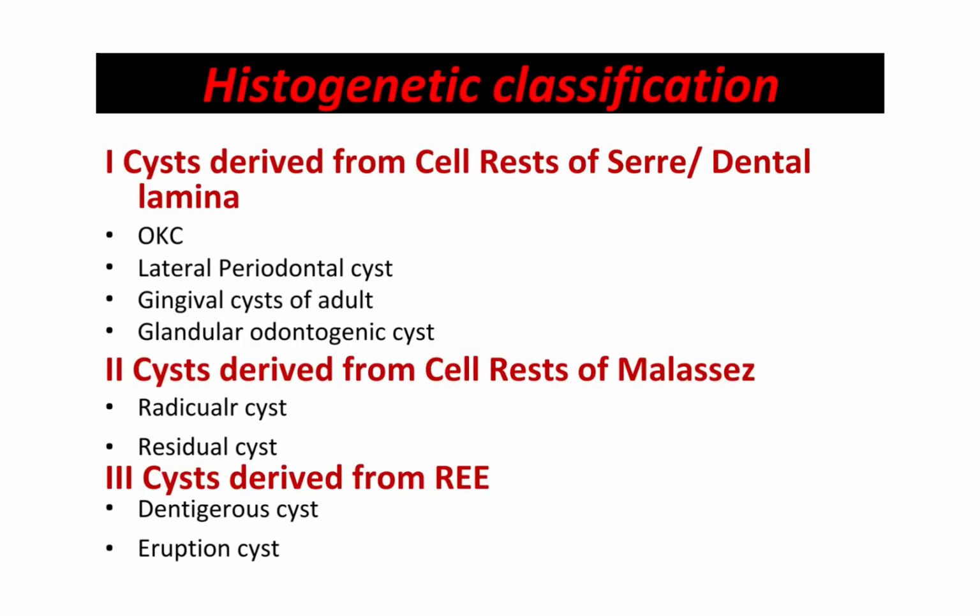Histogenetic classification of cyst is based on the cell derivative of the cyst. These are classified into cysts derived from cell rests of Serres or dental lamina, which include OKC, lateral periodontal cyst, gingival cysts of adults, and glandular odontogenic cyst. Second, cysts derived from cell rests of Malassez, which includes radicular cyst and residual cyst. Third, cysts derived from reduced enamel epithelium, which includes dentigerous cyst and eruption cyst.